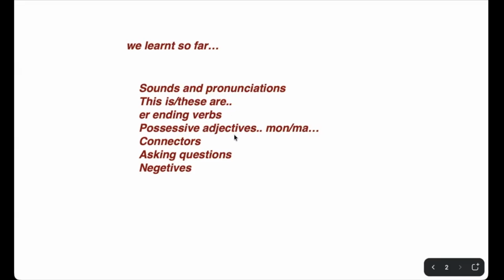Then we have done possessive adjectives, which is my or his. En français, c'est quoi? Mon, ma, mes, son. Oui. Then we did connectors: and, therefore, so, donc, alors, puis. Then we did asking questions, like interrogations. Afterwards, we did the negatives. We started with negatives in our previous video, which is part 1, and this one is part 2. There will be 3 parts in total. We will see some exceptions, right?